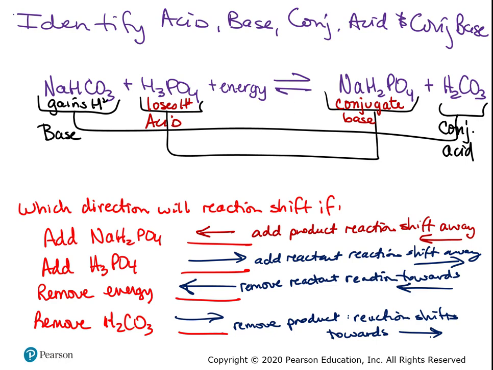So just remember, if you add reactant, the reaction shifts away from adding that reactant, so it'll shift to the right. If I add product, the reaction shifts to the left. If I remove reactant, the reaction shifts towards whatever I removed. And if I remove product, the reaction shifts towards that removed product. So remember, the goal is to try and make it back to equilibrium. So if you add something that upsets equilibrium, it just shifts to try and restore equilibrium in each case.